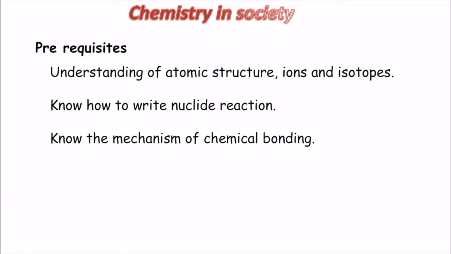Hello and welcome to the third unit in National 5 Chemistry, which is Chemistry in Society. Before I start this unit, I would expect the students to have a good understanding of atomic structure, ions, and isotopes. They should know how to write nuclide reactions as well as they should understand the mechanism of chemical bonding.